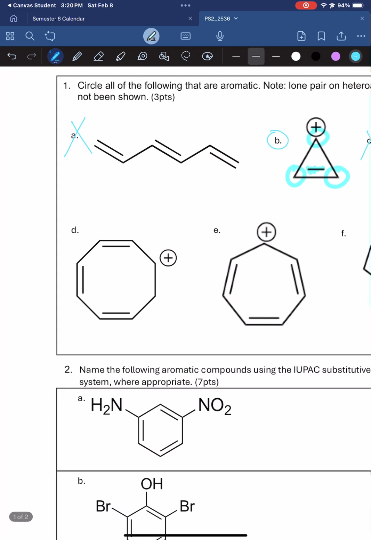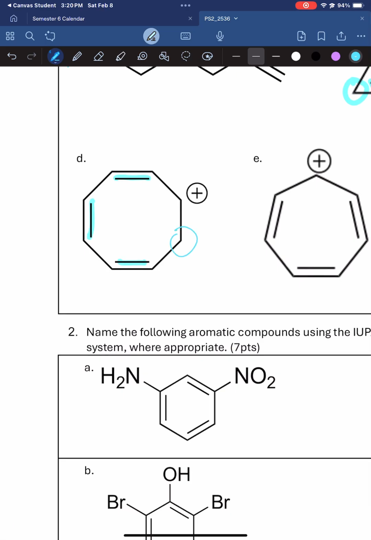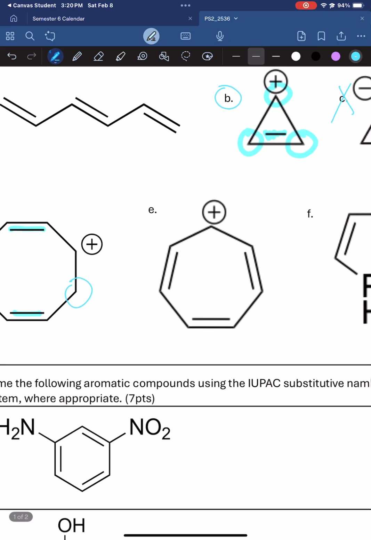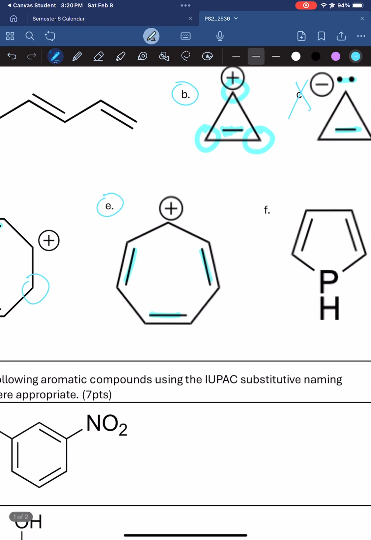Let's look at D. It is a cyclic structure, which is a good start. We have 1, 2, 3 odd pair of pi electrons, but we have this right here. This carbon is going to be sp3 hybridized, so this is not going to be an answer choice. Let's look at answer choice E. We have a cyclic structure. We have 1, 2, 3, an odd number pair of electrons, as well as all of these carbons being sp2 hybridized. So this is going to be aromatic.